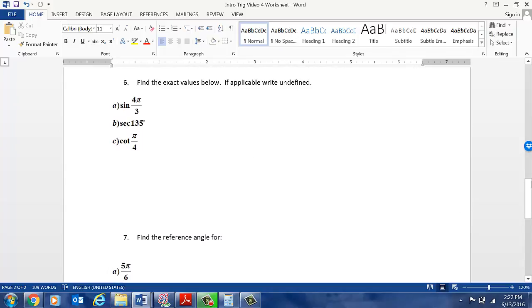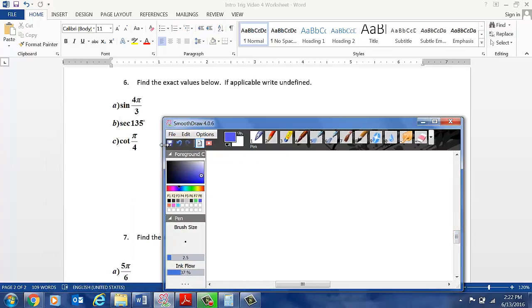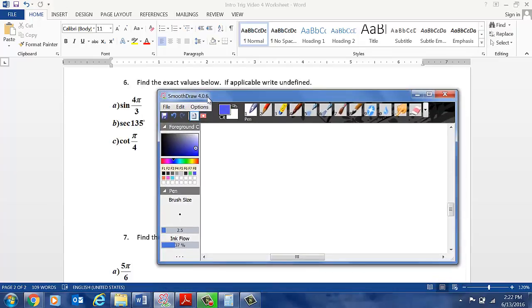All right, find the exact values. So this is a little similar to what we were doing before. There are a couple of different ways, again, that you can think about doing this. One is the unit circle, the other is kind of a combination of the two, as I mentioned before. So if I'm going to find sine of 4 pi over 3, and again, I think this might be one that we did earlier, 4 pi over 3 would be in quadrant 3. This would be 3 pi over 3, right? So our reference angle would be pi over 3, or 60 degrees.